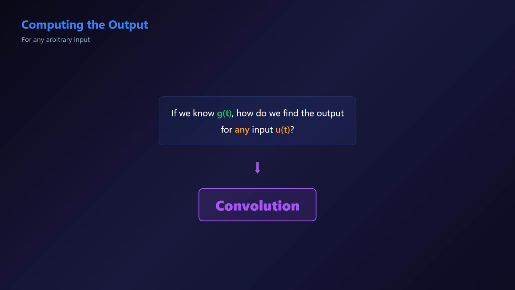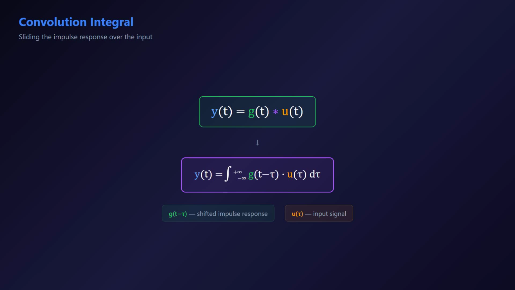Now we answer a practical question. If we know the impulse response g(t), how do we compute the output for any arbitrary input u(t)? The answer is convolution. The output y(t) equals the convolution of g and u.